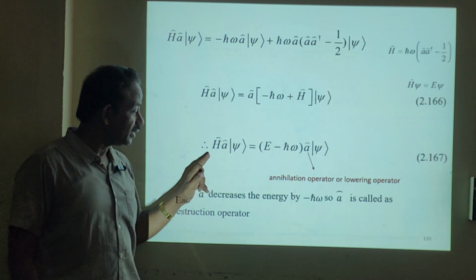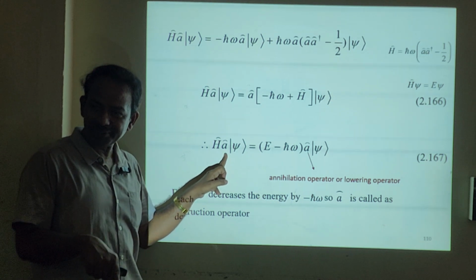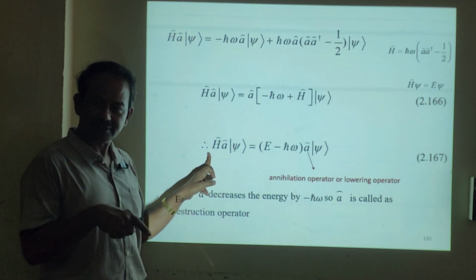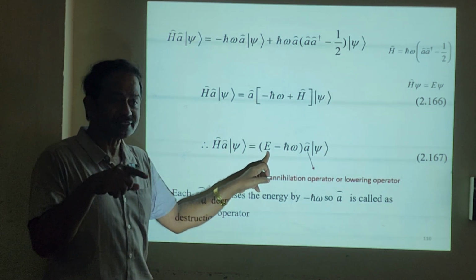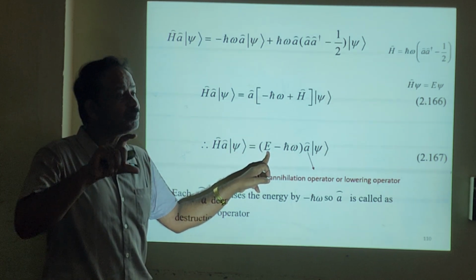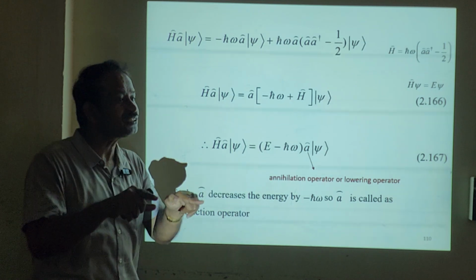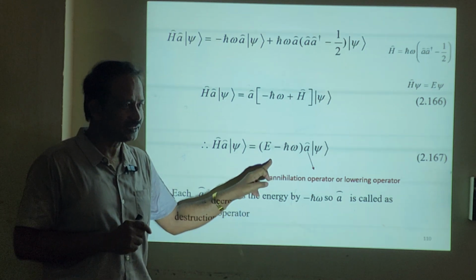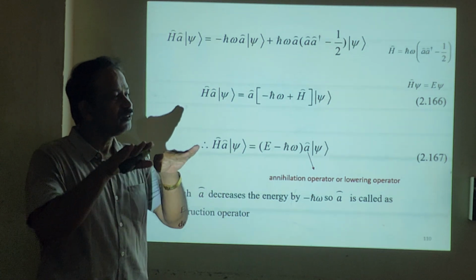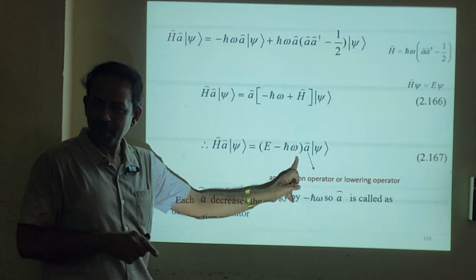So it implies that the Hamiltonian operator operates on the annihilation operator. Okay, the Hamiltonian operates on the annihilation operator will give you E minus h bar omega, that's the energy minus 1 h bar omega. It reduces the energy by 1 h bar omega. It implies that the annihilation operator will reduce the energy by 1 h bar omega.